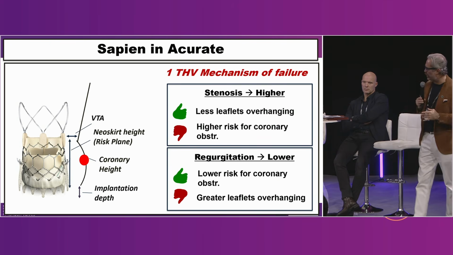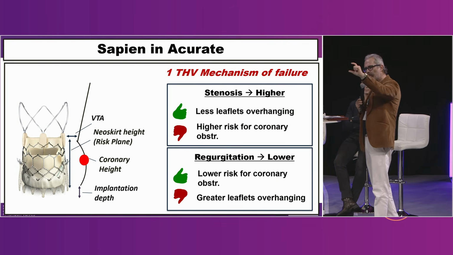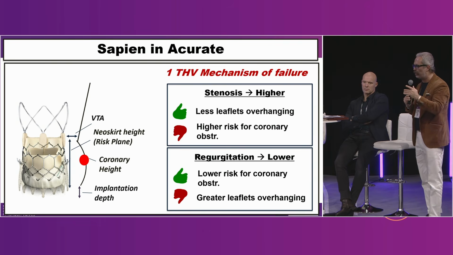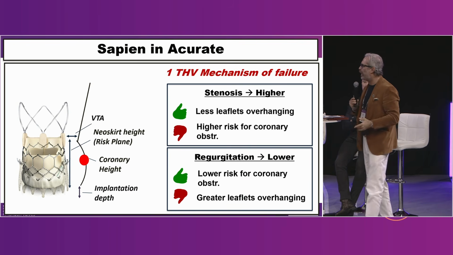When you have a regurgitation, you can skip this risk because you can go a little bit deeper, accepting a little overhanging of the first leaflets without any risk of coronary occlusion, and it is possible to cannulate the coronary by means of the orientation of the first valve.